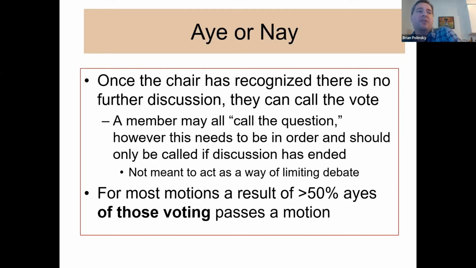For most motions, a result of more than 50% ayes of those voting passes a motion. So that's what we're talking about for the quorum. The quorum will be those present and those who are actually voting.